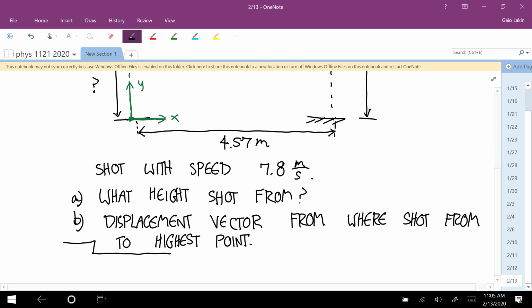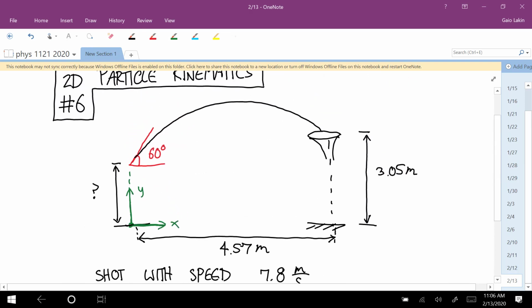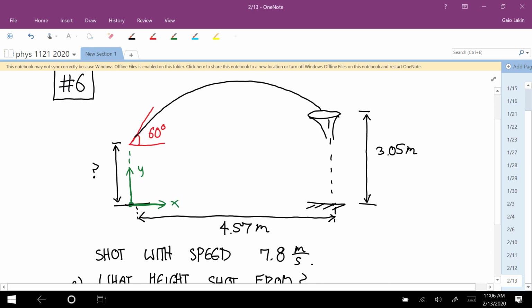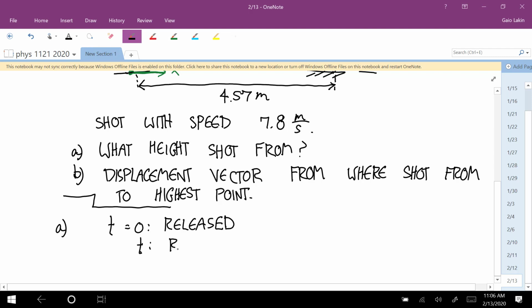Okay, and for part A, at what instant do we have information and what instant are we looking for information? Well, we have information when it's at the basket. We have some information when it's shot. We're looking for information when it's shot. And so the choices of time equals 0 and time t are pretty straightforward. Time equals 0 is when it's released. Time t is when it reaches the basket.